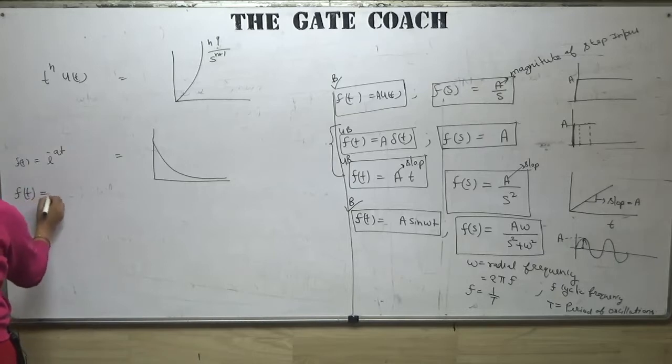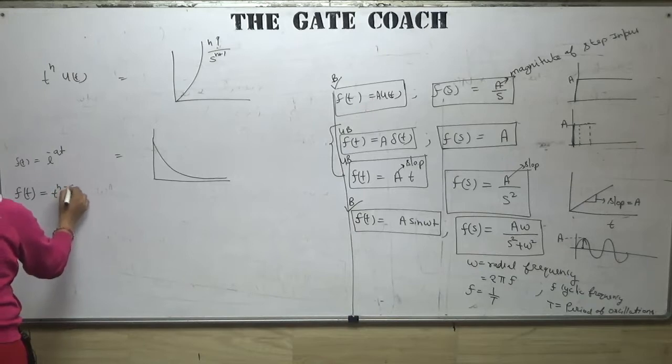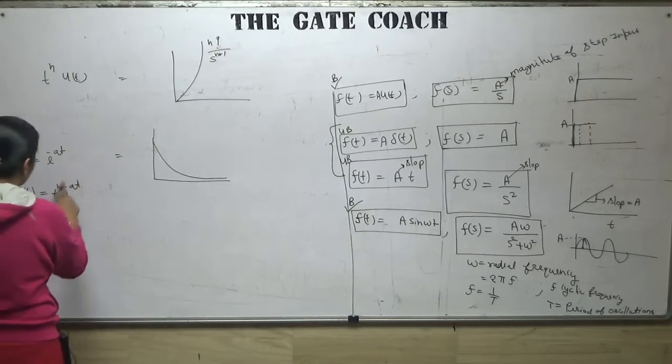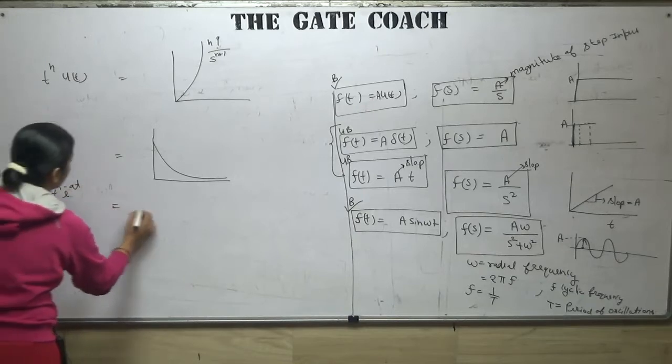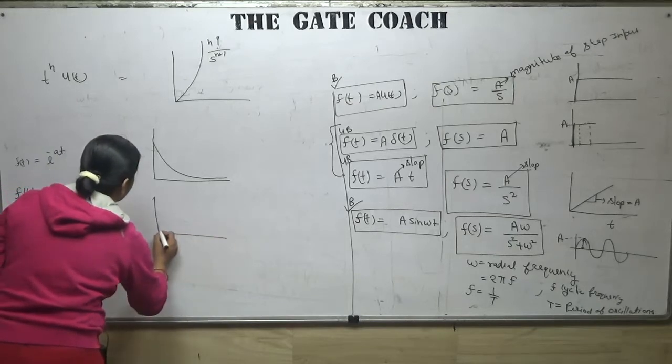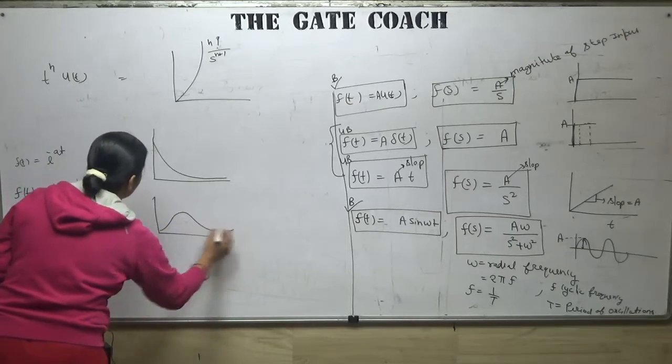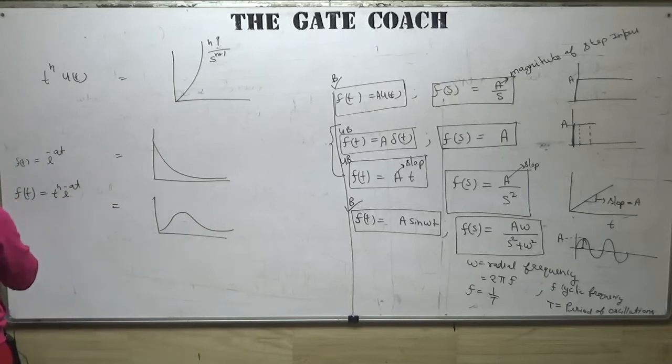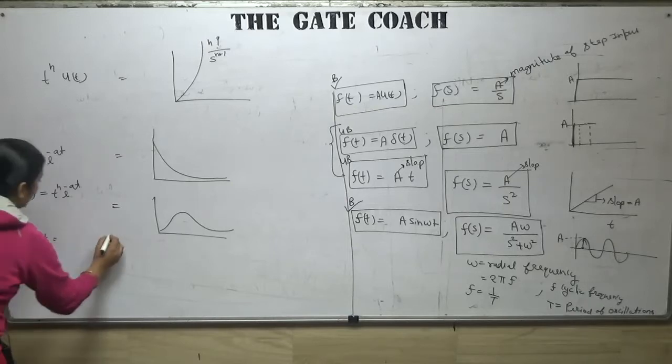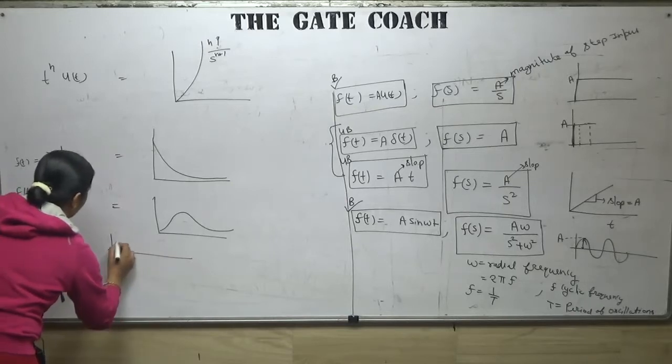If the function f of t is t to the power n into e to the power minus at, it means initially increasing then decreasing exponentially. Initially increasing then decreasing exponentially. Right. Next, we know the sinusoidal wave. How does it go? Like this.